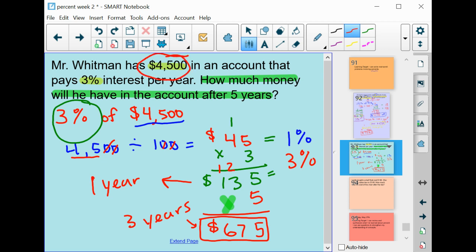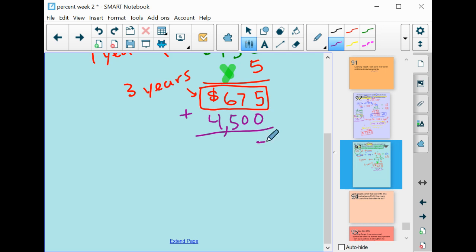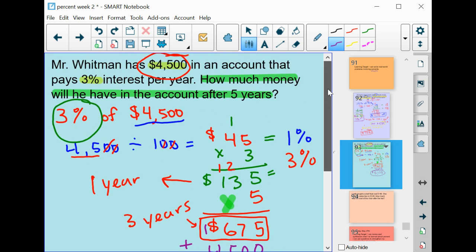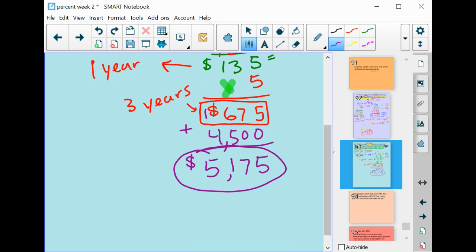But we have to add on this initial amount he had in the account. So to this, we're going to add 4,500. This will give us our final answer. $5,175 is how much money he is going to have in his account after 5 years. Okay, I'm going to stop the video there.